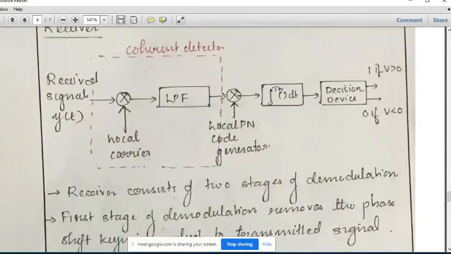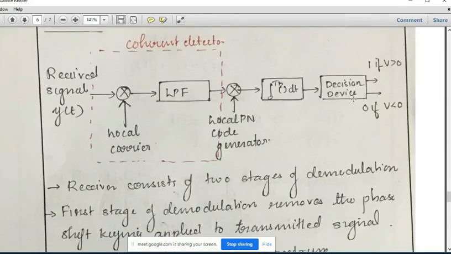On the receiver side, the received signal is Y of t, and the receiver consists of two stages. The first stage is coherent detection. Here the received signal is multiplied by a local carrier and passed to a low pass filter. In this first stage, demodulation is happening. In the second stage we have a correlator followed by a decision device.